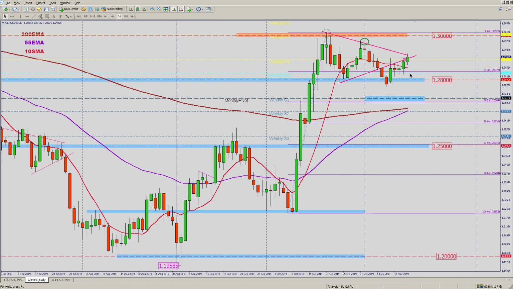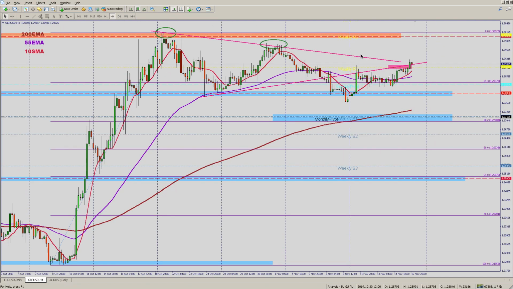So we'll also see where the new weekly pivot is for next week, and it's managed to find support above that and climb up above the 21 fib retracement level, right back into the apex of this previous triangle. Let's take a look at the 4-hour time frame.